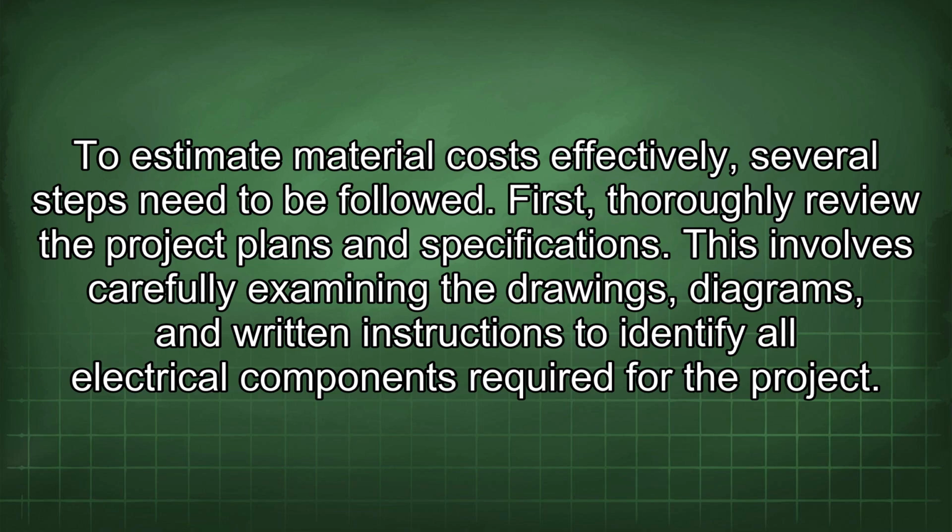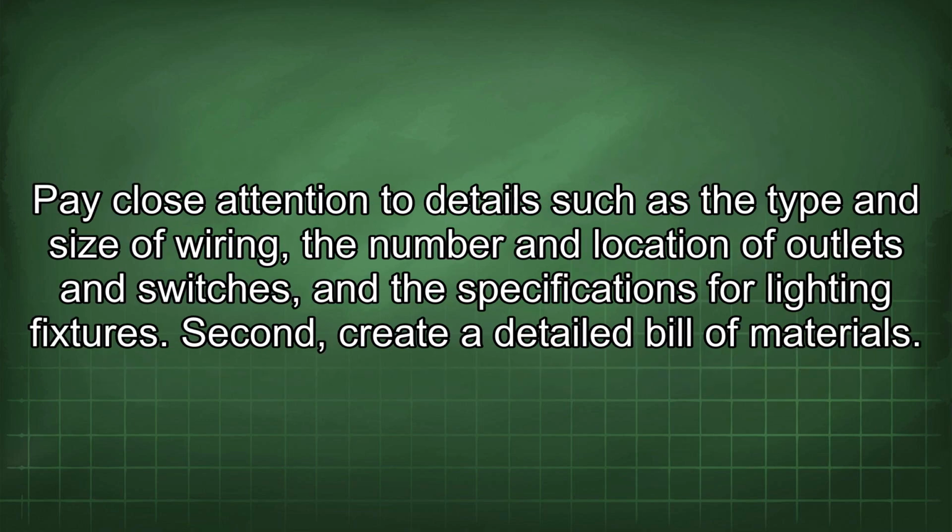To estimate material costs effectively, several steps need to be followed. First, thoroughly review the project plans and specifications. This involves carefully examining the drawings, diagrams, and written instructions to identify all electrical components required for the project. Pay close attention to details such as the type and size of wiring, the number and location of outlets and switches, and the specifications for lighting fixtures.